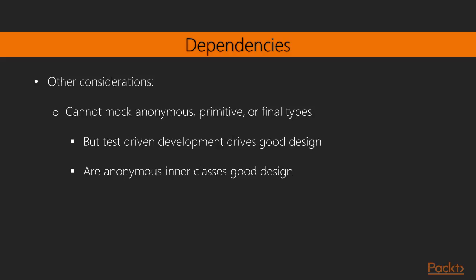Anonymous inner classes can't be extended. We lose a lot of object-oriented benefits with anonymous inner classes. So maybe we want to think there's a better way to do this. There's a better way for test, and there's a better way for design in general.